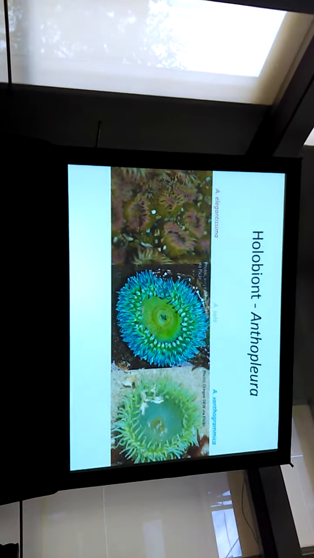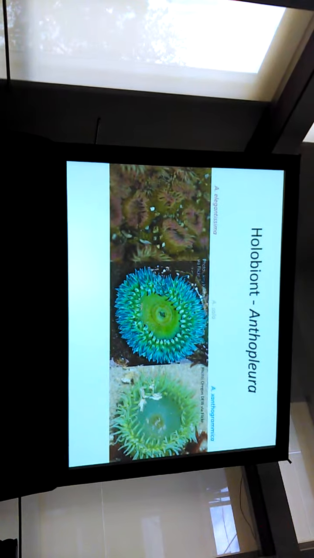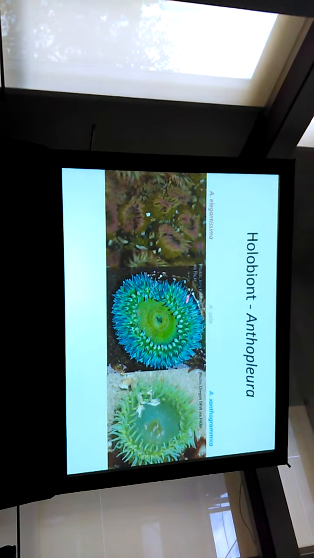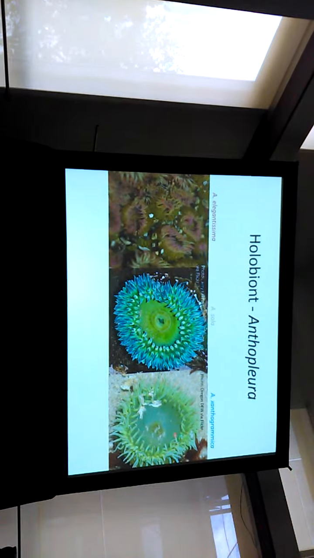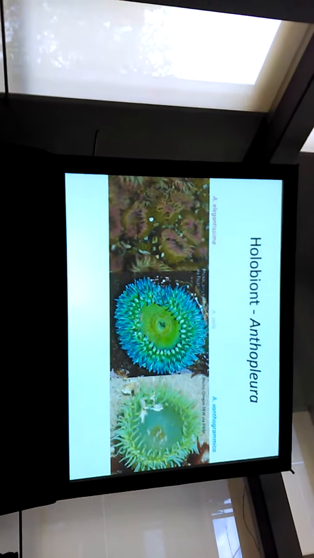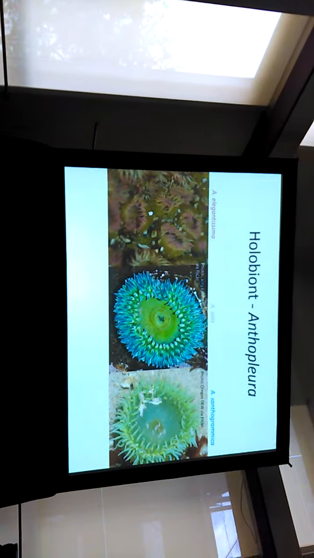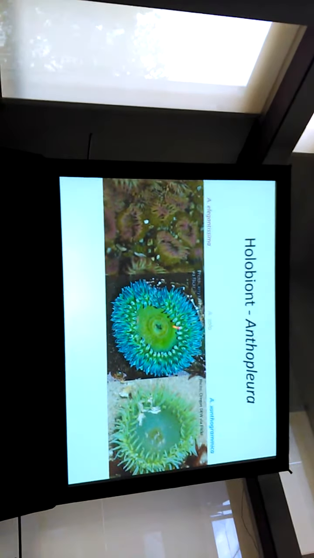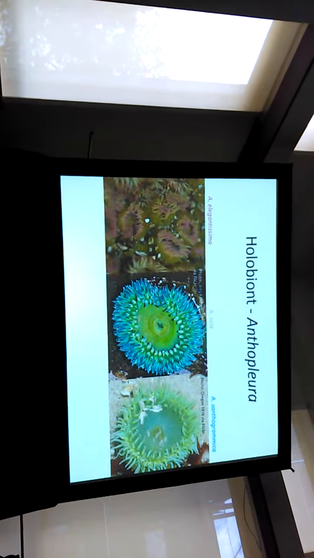So there's Anthoplura elegantissima, which is a small clonal polyp that forms these really large aggregations in the intertidal zone. And then two solitary polyps, Anthoplura sola and Anthoplura xanthogrammica. Those tend to be found lower in the intertidal zone. They're large and solitary, and don't form those large aggregations like elegantissima does.